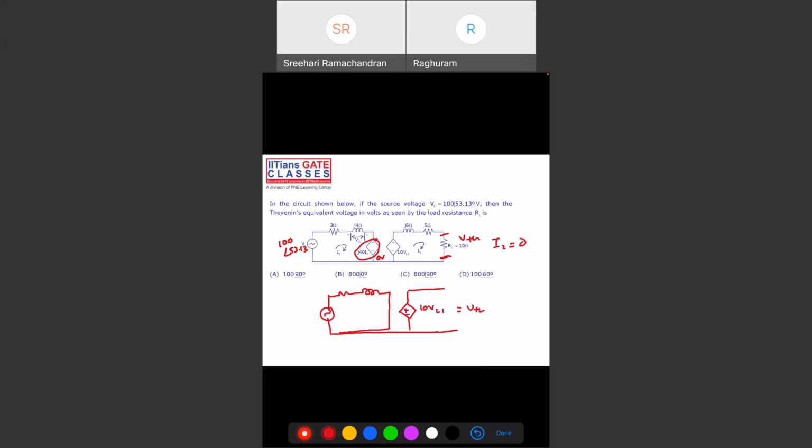Okay, what is VL1? VL1 is the voltage across this J4. The source is 100 at an angle 53.13. So the total impedance is 5 ohms. 3 plus J4 is 5. Z is 5. Okay, 100 by 5 is 20, 20 at an angle 53.13. Okay, or I can directly have it J into.